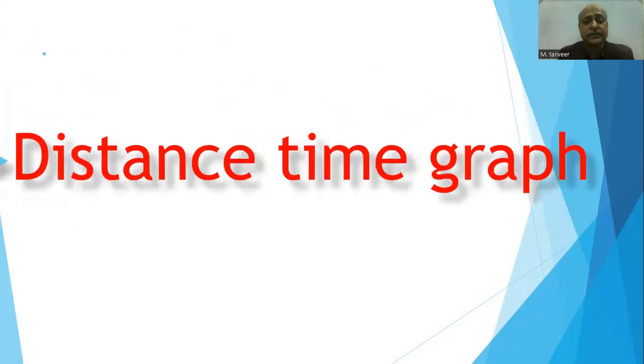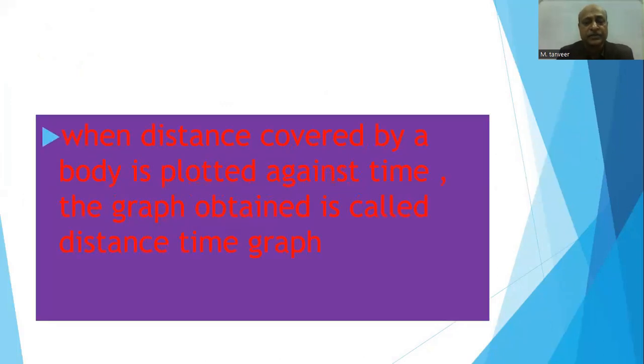Students, today we will start distance time graph. When we plot a distance with time, then it is called distance time graph. We will discuss the shapes of different graphs in this class. So first of all, we'll check what is distance time graph. When distance covered by a body is plotted against a time, the graph obtained is called distance time graph.